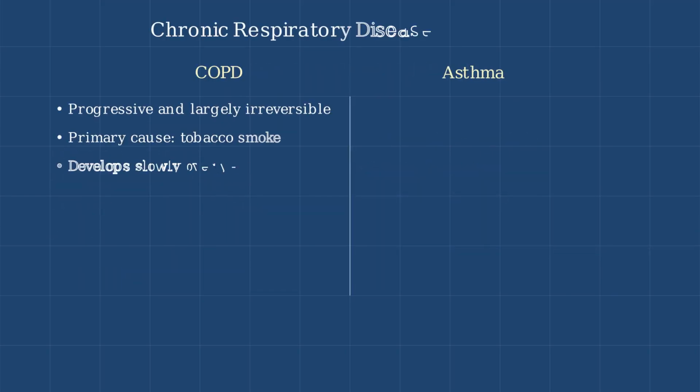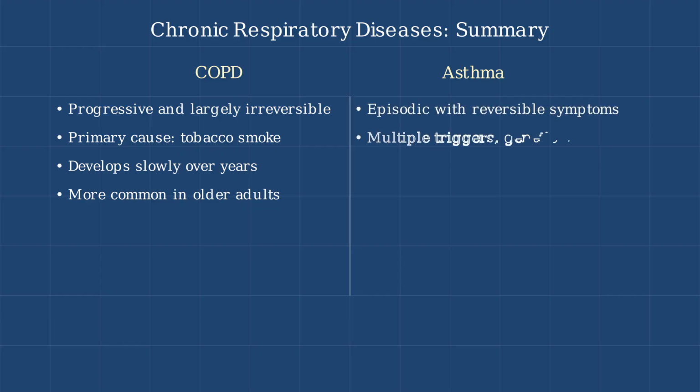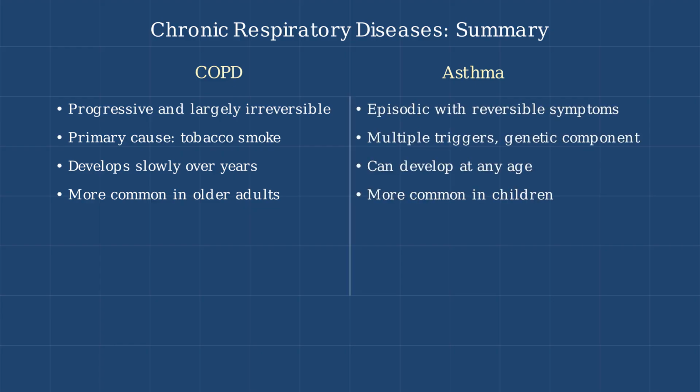Both COPD and asthma are major chronic respiratory diseases, but they differ in key ways. COPD is progressive and largely irreversible, primarily caused by tobacco smoke, and develops slowly over years. Asthma, on the other hand, is characterized by episodic and often reversible symptoms, has multiple environmental and genetic triggers, and can develop at any age, though it's more common in children.